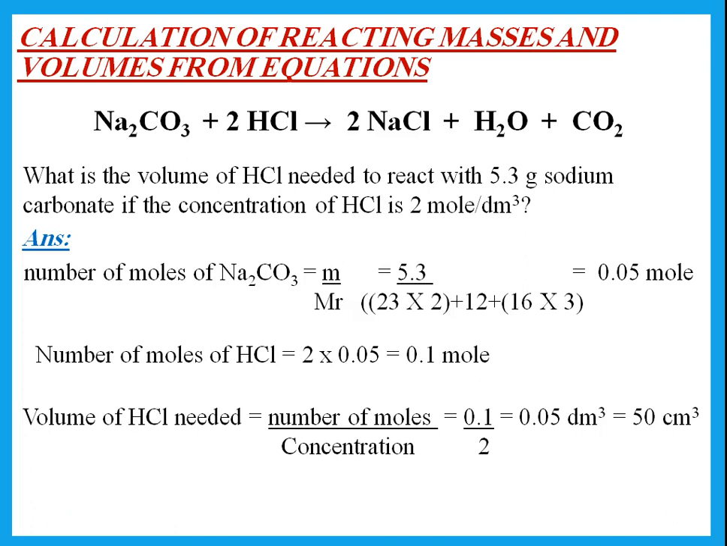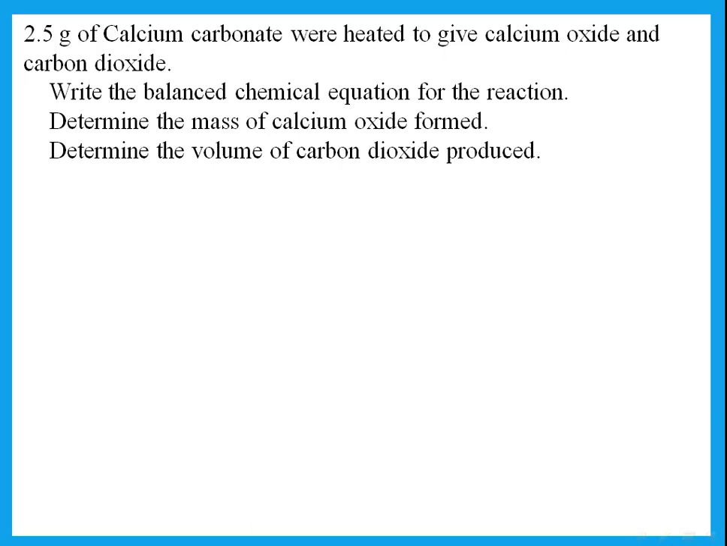Now number of moles is 0.1, and he tells me in the question that the concentration is 2, and that means I have 0.05. 0.05 what? We said the volume from the equation is in decimeter. Okay, so what comes out from that equation is in decimeter cubed. But what if he's asking for the volume in centimeter cubed? How do we change decimeter cubed to centimeter cubed? Multiply by 1000. Okay? Okay, so this is a typical question.